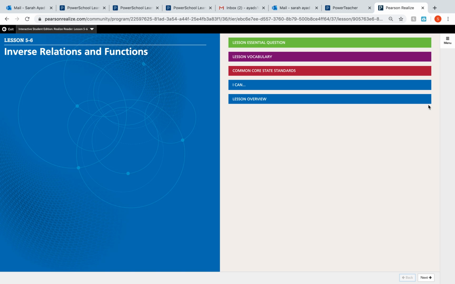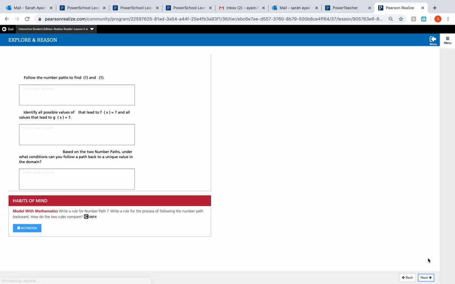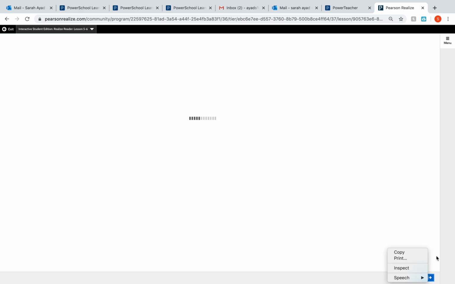So if you think about inverse relations, think about inverse operations. What are some of your inverse operations? We have addition, subtraction, those are inverse operations, multiplication, division, right? Exponents versus radicals. We have all these different inverse operations. So now we're going to be talking about inverse relations and functions and how to find those. So let's take a look at example 1.